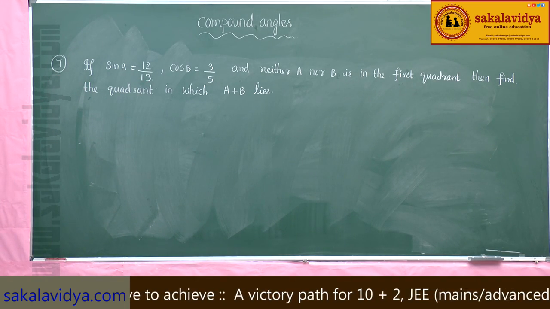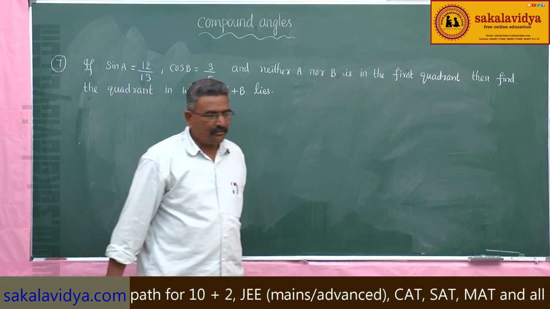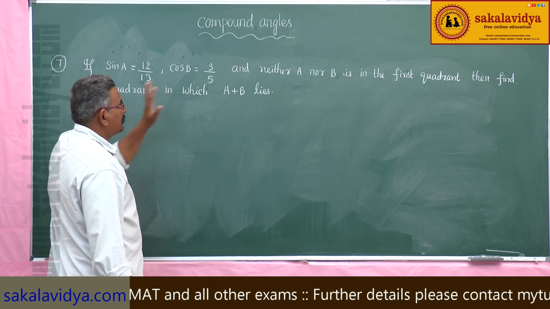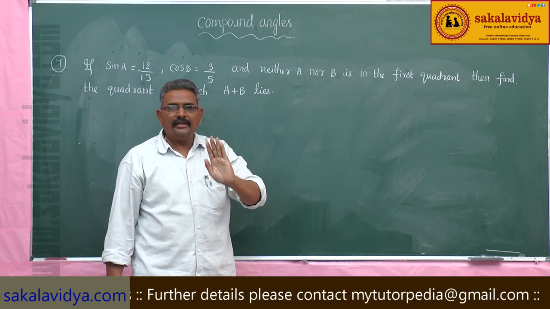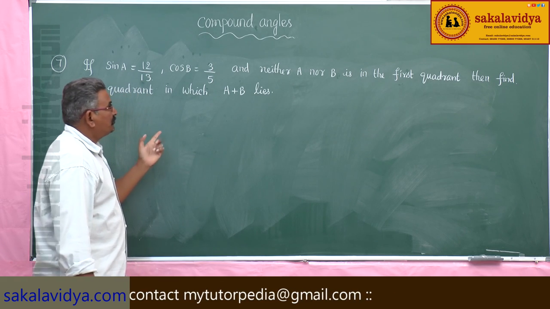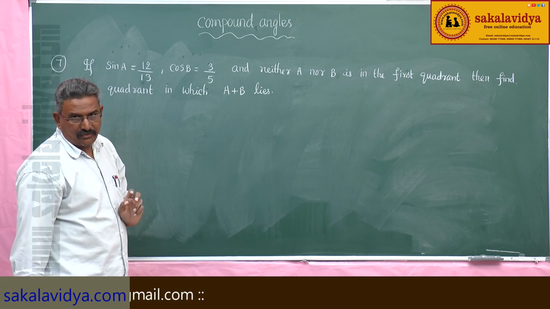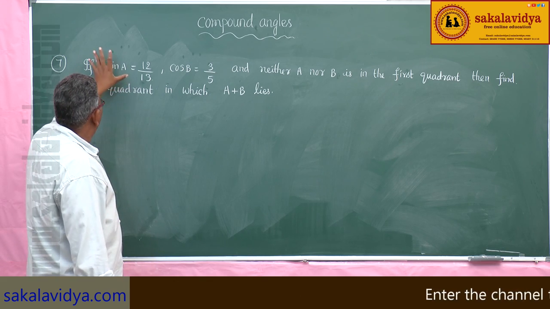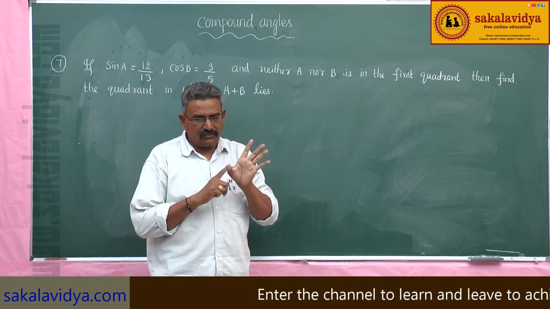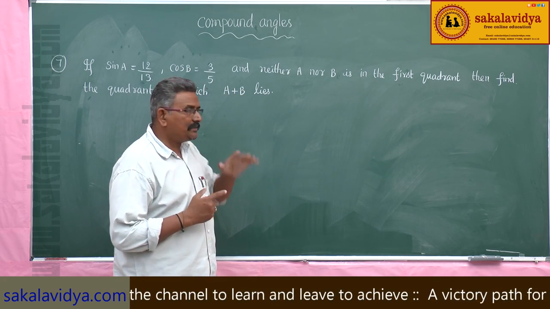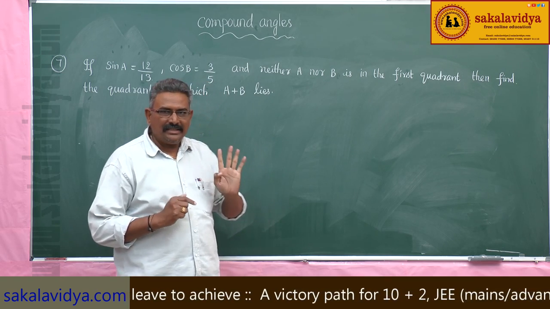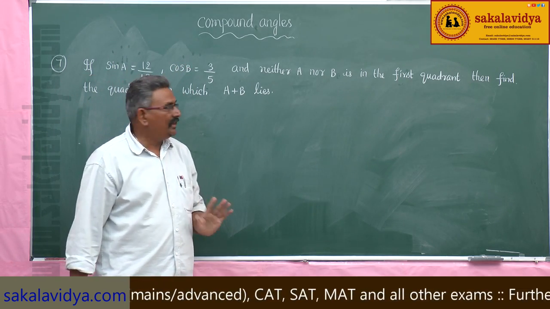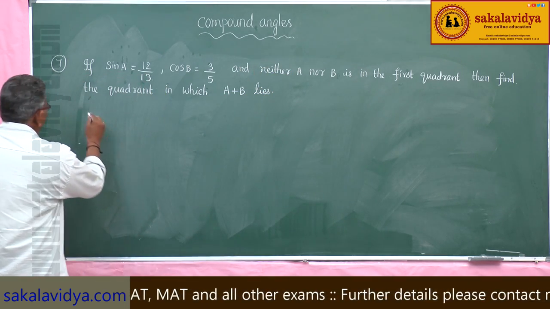Okay, this is a very, very important problem, and there is logic in this problem. Here sin A is positive, cos B is positive, and A does not lie in the first quadrant, B does not lie in the first quadrant. Now sin A is positive in only two cases, either the first quadrant or the second quadrant. The cos B is positive means either the first or fourth quadrant. That means here A should lie in the second quadrant, whereas B should lie in the fourth quadrant as per the given condition.